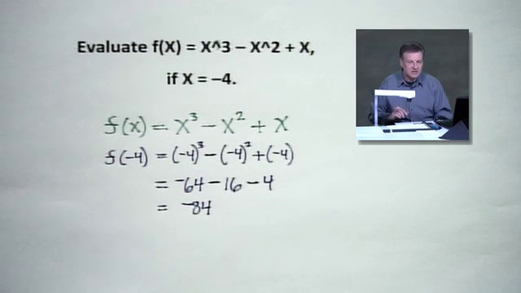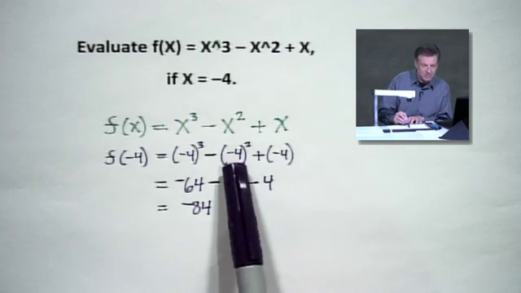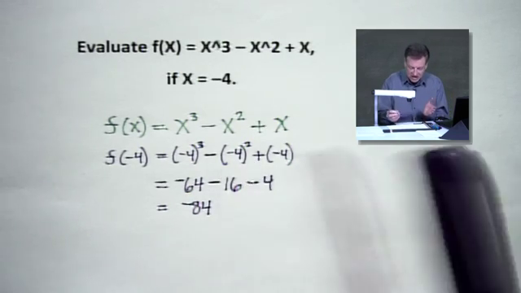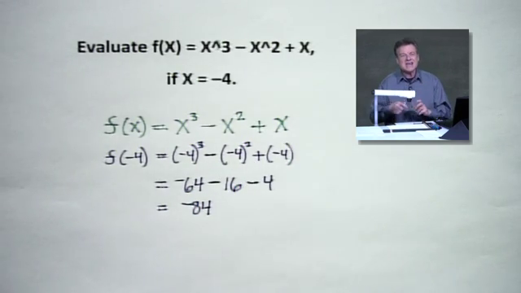So let's go back to our problem here and see, again, what we did. That's why I put it right there as a negative 4 squared. Final answer on this one, on our problem of the day, negative 84.